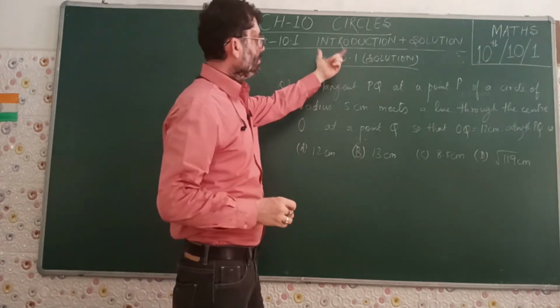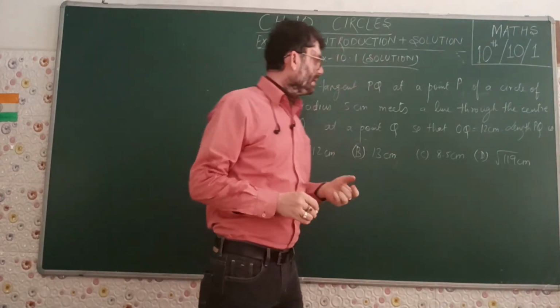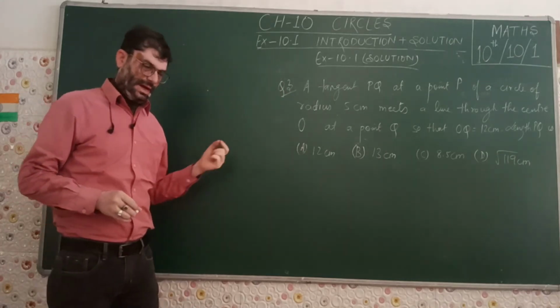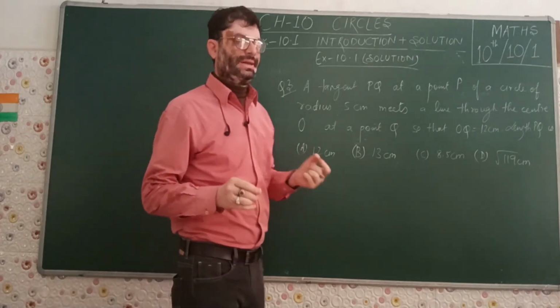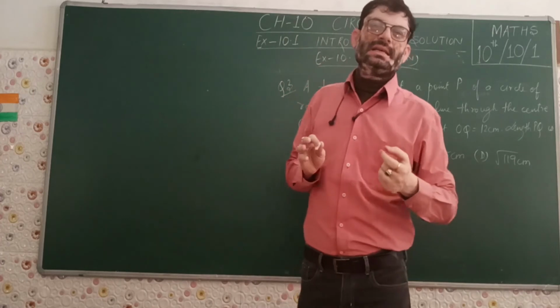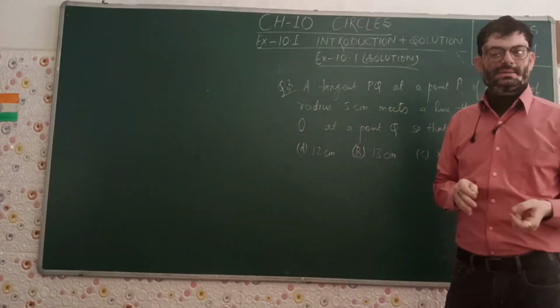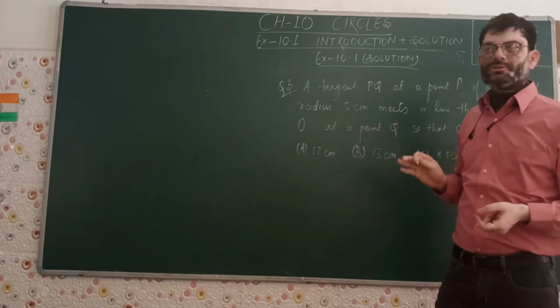Now, exercise 10.1, the solution to exercise 10.1. We will be starting from question number 3, as question number 1 is a small question where it was written: how many tangents can a circle have? And there are some fill in the blanks that we had discussed in the introduction part.